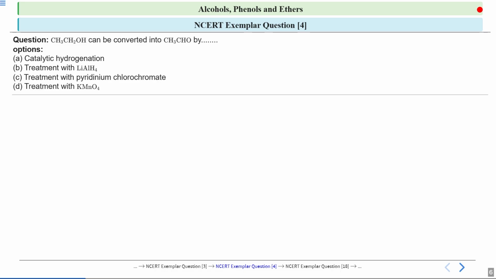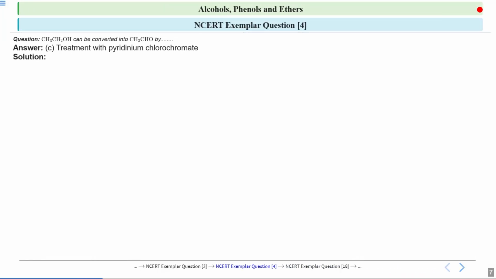Okay, let's see the solution now. So the right option for this solution is option number C, that is treatment with pyridinium chlorochromate. Now let's see how the solution is correct.